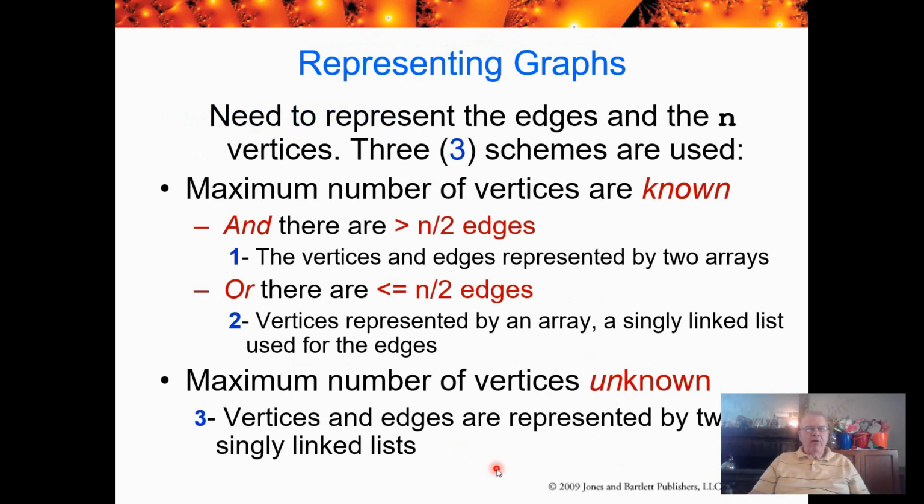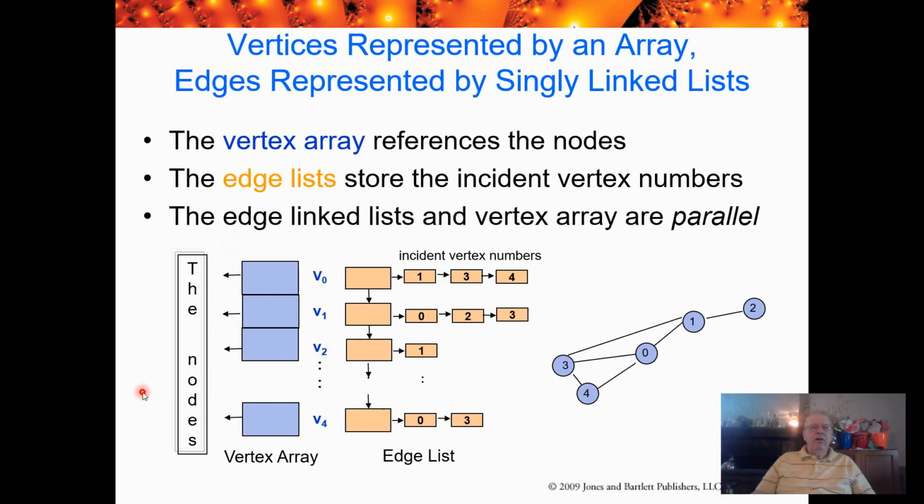So how do we represent graphs? Well, there are three schemes that we use. There are two schemes that we use if we know how many vertices there are, and there's one scheme that we use generally if we don't know how many vertices there are. So if we know how many vertices there are, we can represent them as an edge list, as an array.